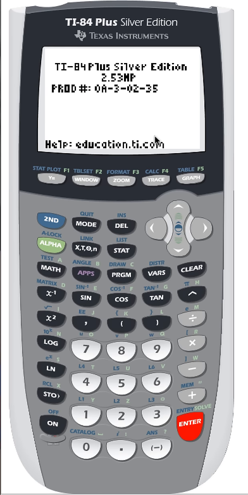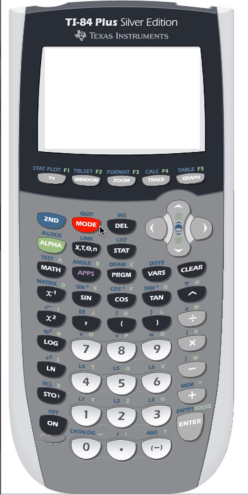If it's not, go to this web address, education.ti.com, and download the latest operating system for your graphing calculator. Once that's all set, go back to the home screen. I like to say quit and go home. Second mode does that for us, and we go back to the home screen.